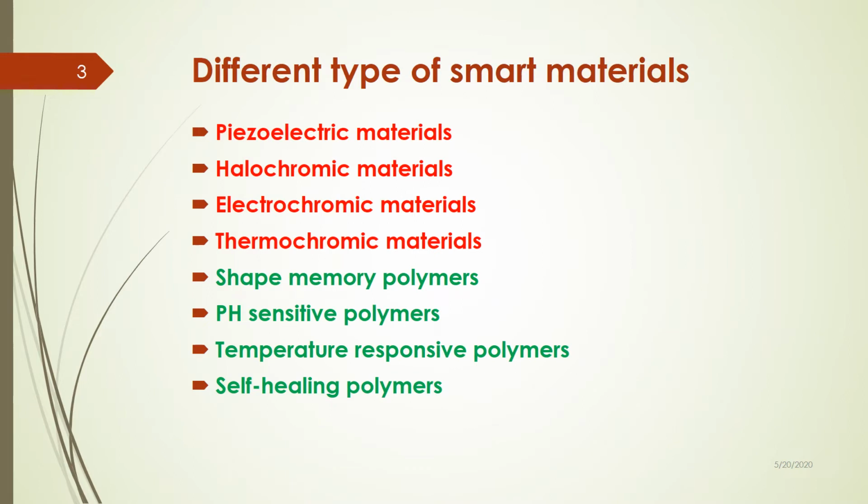Here in this slide, I am listing out different types of smart materials which are in your syllabus. That are piezoelectric materials, halochromic materials, electrochromic materials and thermochromic materials. Then shape memory polymers, pH sensitive polymers, temperature responsive polymers and self-healing polymers. Out of which the first 4 will be included in today's class. Remaining I will teach you in the next class.